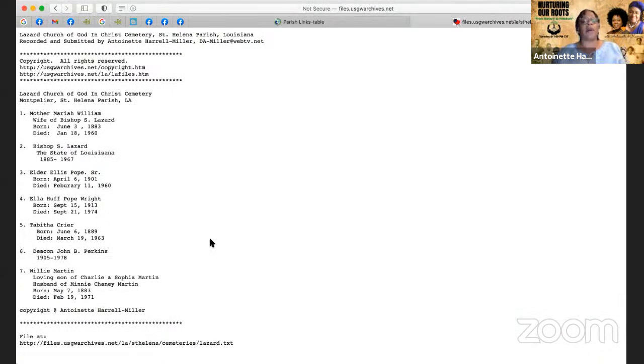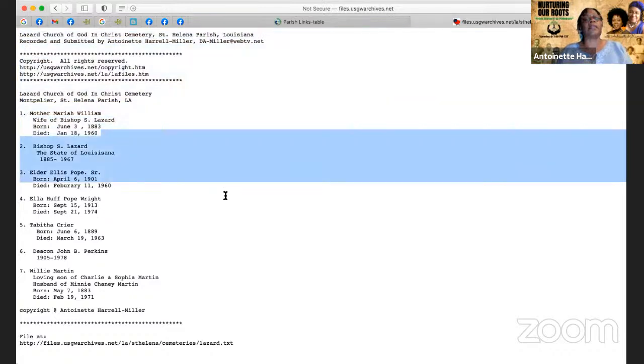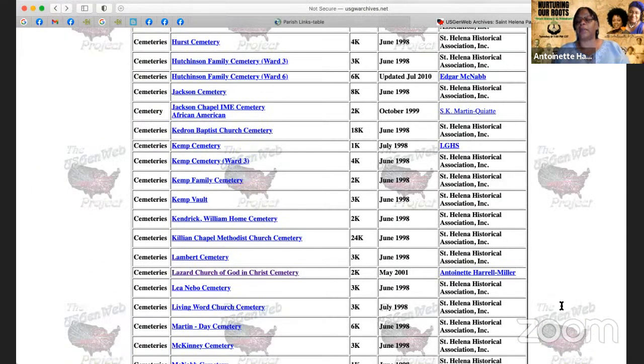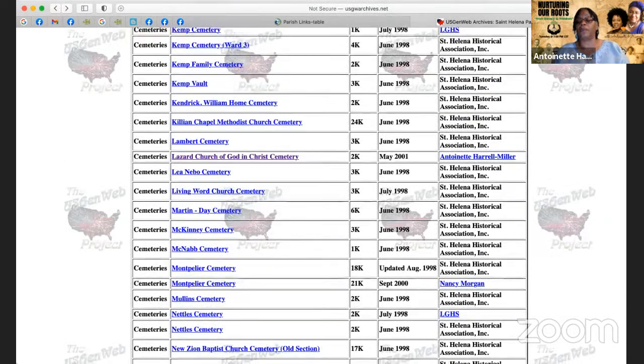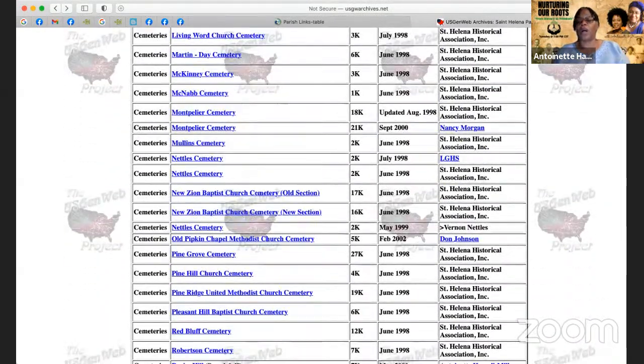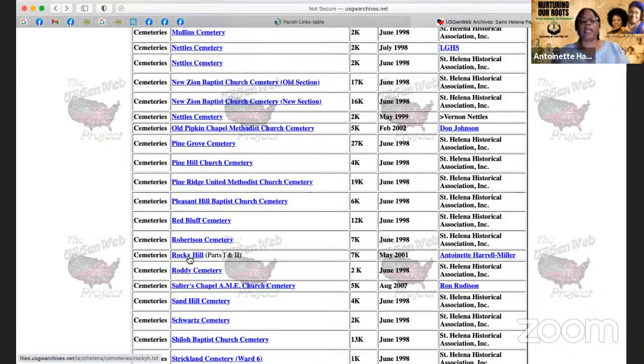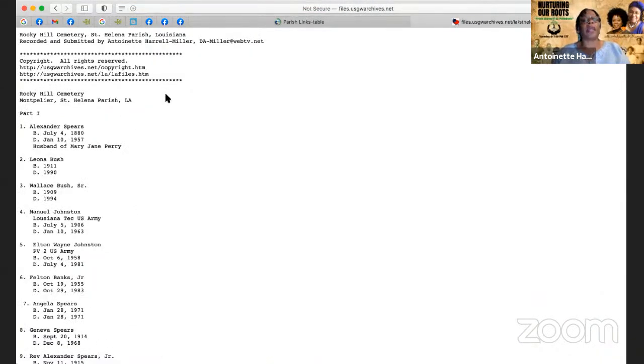This one was not a very large cemetery when I documented it. As you can see, only 7 people were buried at that particular time in that cemetery. Let's look at the year that I did this. This was some time ago. But it was important for me to do it because the Black cemeteries were not documented at all. And so, like in the 1990s, I see. Yes. And so here's Rocky Hill. I did Rocky Hill.